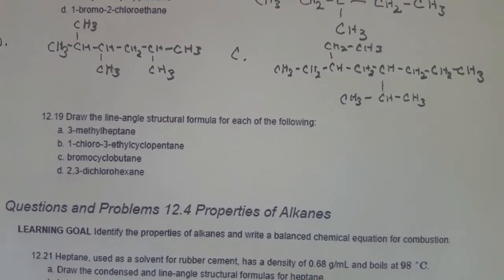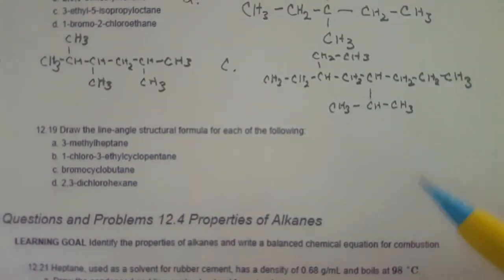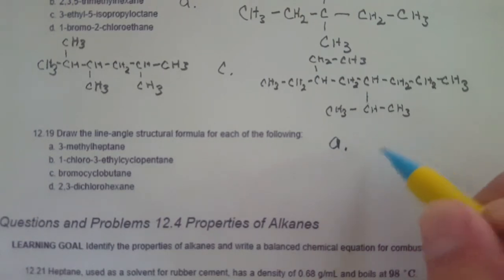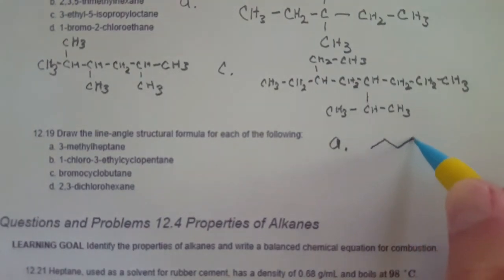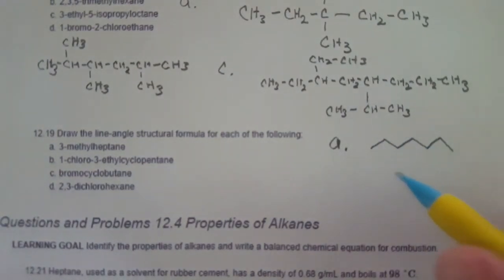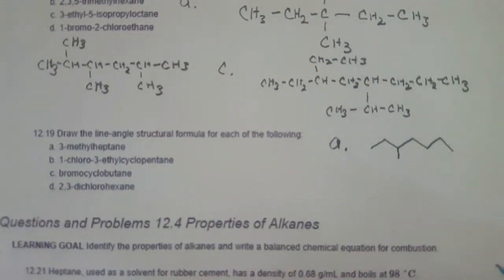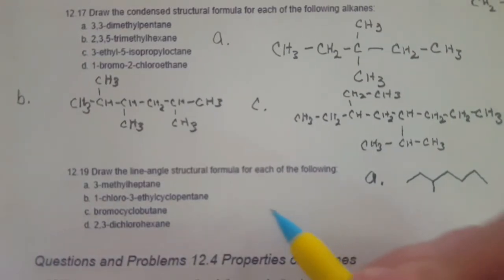Okay, this question asks for the line angle structural formula for each of the following. So line angle is pretty simple. Once again, it's an alkane, so that's all single bonds. The prefix is hep, so this is 7. 1, 2, 3, 4, 5, 6, 7. Okay? And on carbon 3 is a methyl. So it's a methyl. There you go. So that's 3-methylheptane. Let's do B.